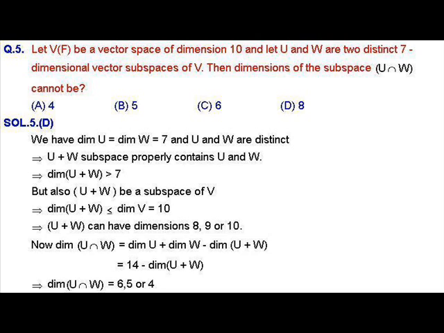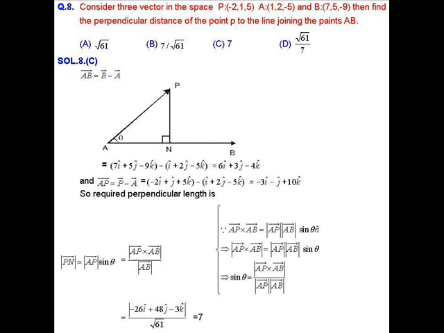So when we see the options, option D is incorrect. That is, the dimension of U intersection W cannot be 8. So our option D is the correct answer.